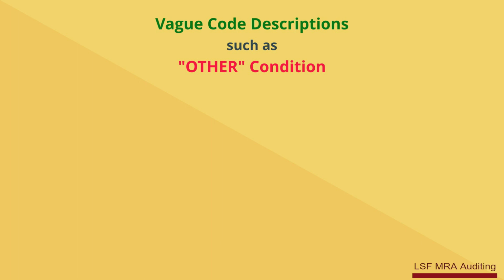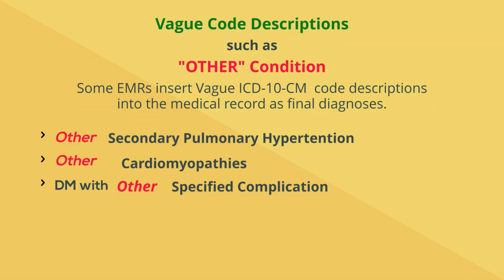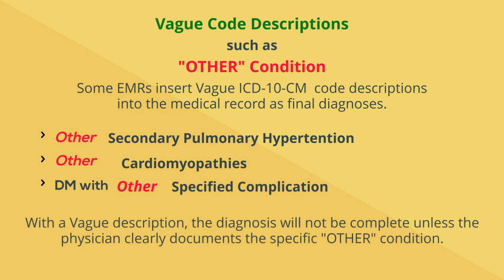Vague code descriptions. Some electronic medical record systems insert vague ICD-10-CM code descriptions into the medical record as final diagnoses, for example: other secondary pulmonary hypertension, other cardiomyopathies, diabetes with other specified complication. The diagnosis will not be complete with a vague description unless the healthcare provider clearly documents the specific other condition.